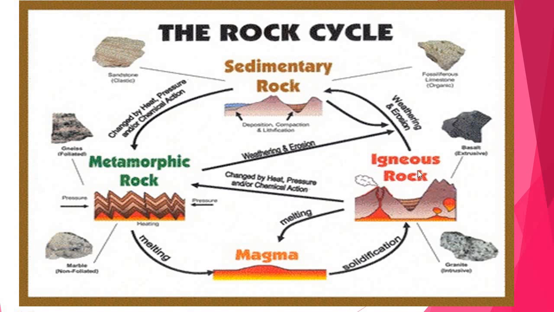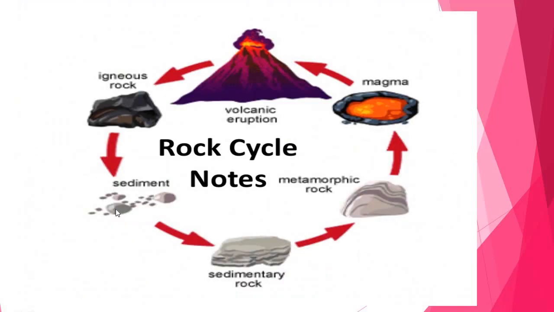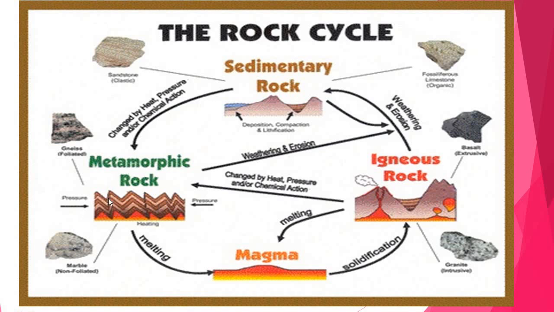Both the rocks, igneous rocks and sedimentary rocks, when they go under great heat and pressure, the form is changed and the formation is known as metamorphic rock. Then the metamorphic rock further melts down and becomes magma, and magma again comes out, solidifies and becomes igneous rock. So this is how the rock cycle goes.